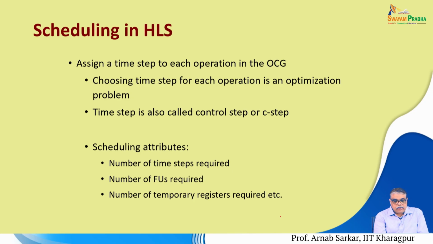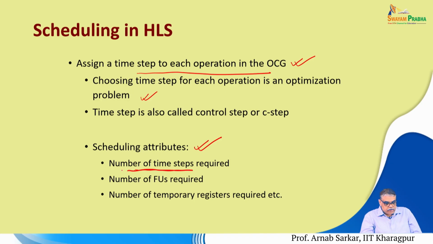So, as we said, scheduling assigns time steps to each operation in the operation control graph of a basic block. Choosing a time step is an optimization problem, and has multiple attributes. For example, a schedule could be evaluated in terms of the number of time steps it takes. In the last lecture, we saw 2 schedules for the same operation control graph or data flow graph, and in one we had 3 time steps, in the other we had 4 time steps. We said that the one which takes a lower number of time steps is higher in performance. So, number of time steps is an evaluation criterion.